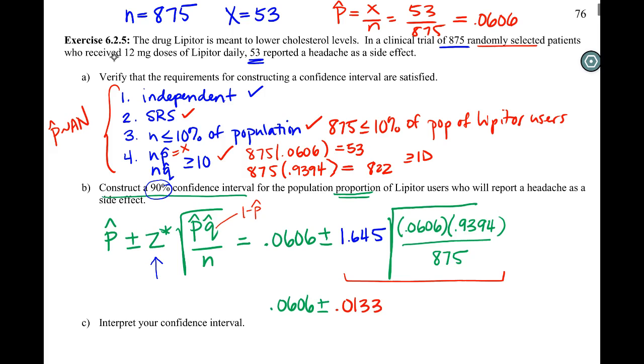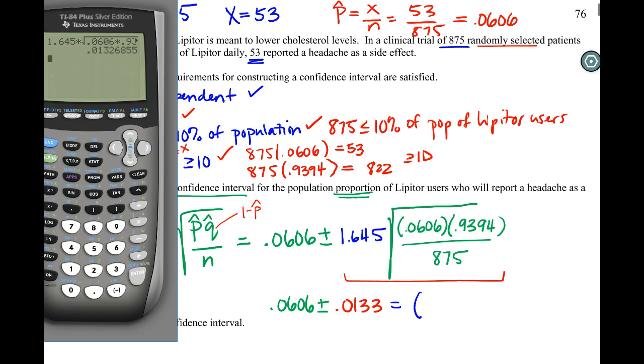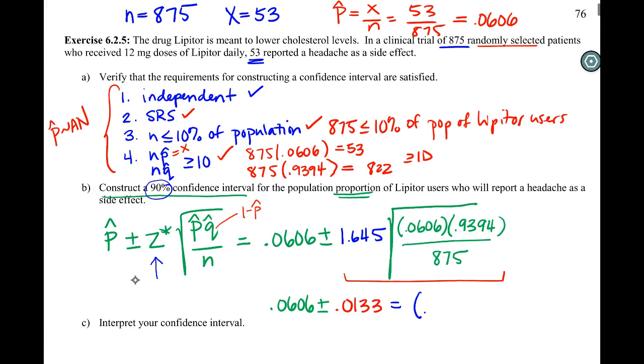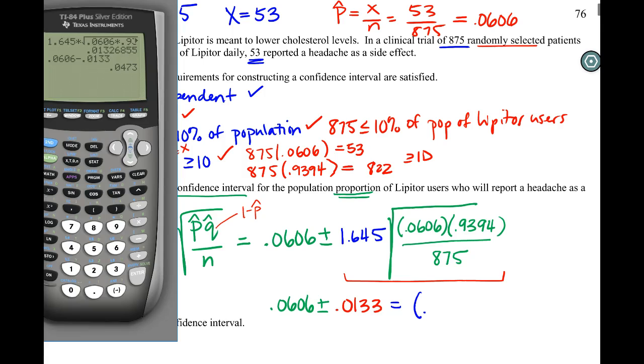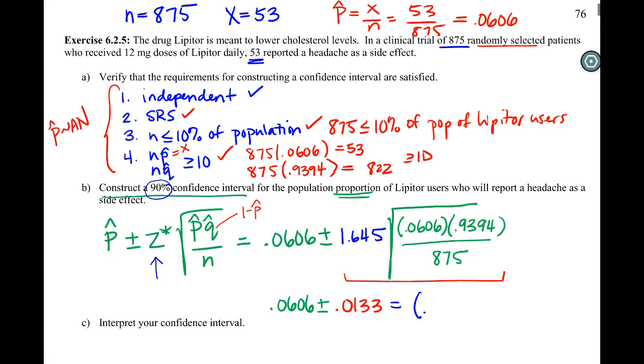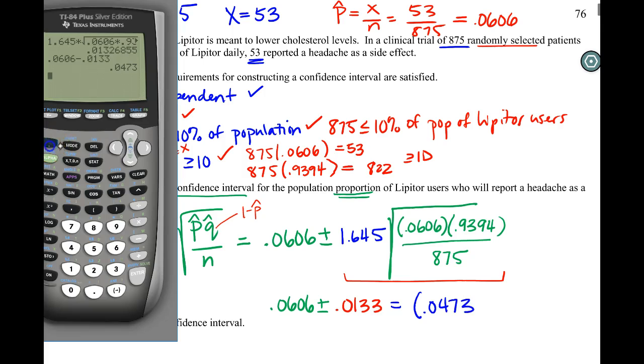0.0133. So if we actually add and subtract this, we'll do the subtraction first. 0.0606 minus, I could have used the answer button, but I want to be able to bring this back. 0.0473. And then I'm just going to do a second and enter to bring that back. And then I'll do plus, which is 0.0739.